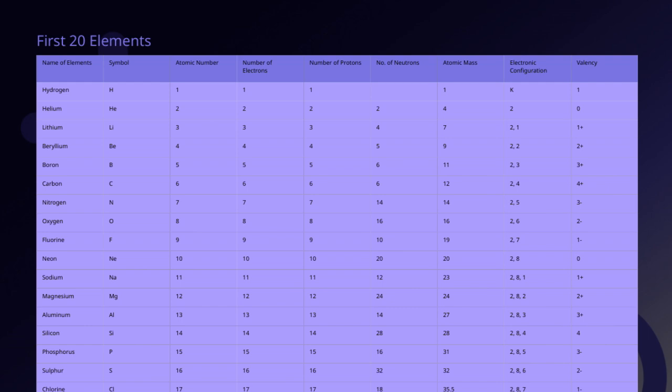Next, lithium, symbol Li with atomic number 3, has 3 electrons and protons, and it's in group 1, which means it has a valency of +1. Beryllium, with symbol Be and atomic number 4, has 4 electrons, and its valency is +2. Boron, symbol B with atomic number 5, has 5 electrons and a valency of +3. Carbon, C, atomic number 6, has 6 electrons and a neutral valency, which makes it incredibly versatile in forming bonds.